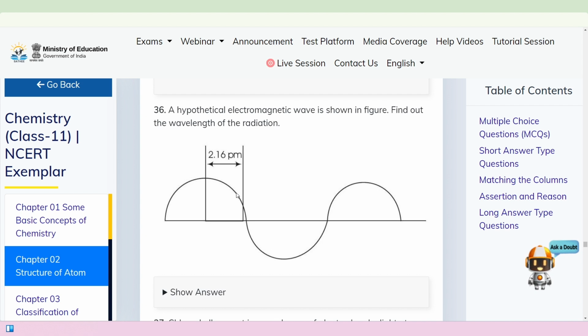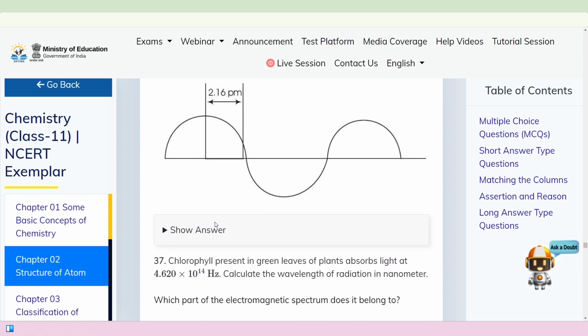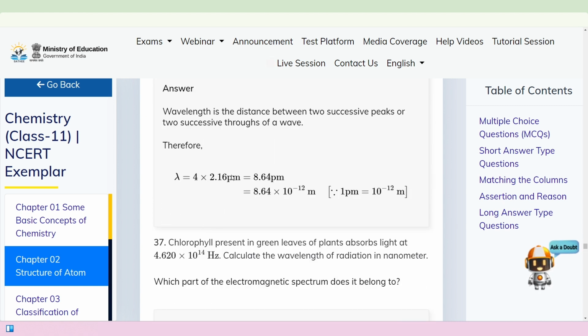So if this is 2.16 from here to the middle, and from the middle to here again 2.16, and from here to the middle 2.16, that means 4 times. 4 times this 2.16 will give you the wavelength. So the same thing is done here, 4 into 2.16.